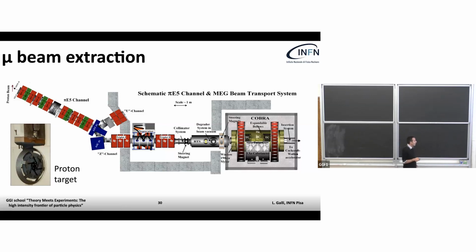And this is the proton target, which is rotating, okay, just to dissipate the heat, because the beam is like the point of this laser here. It's very small, but produces a lot of heat impinging on the target, and then it rotates. And so out of this, there is this channel in which we can collect, in principle, all the particles produced. But what we are interested in are the so-called surface muons.